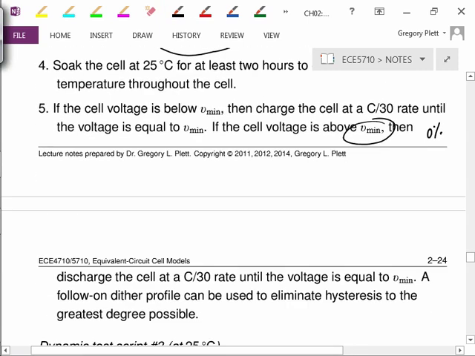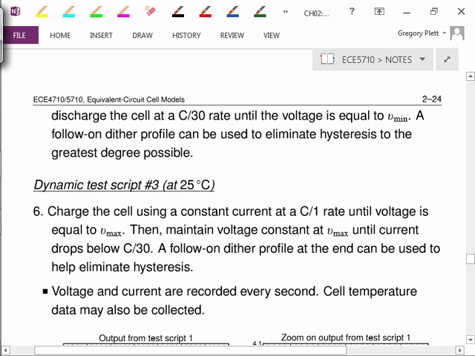I make a comment here, which is going to be shown in the figure at the bottom of this page, that we can also optionally do something a little bit unusual at the end of this charge or discharge to Vmin, and that is to use what I call a dither profile. Dither is a name from some control system literature. It's almost a noise signal, but you'll see it's not a noise signal. It's a dither to try to eliminate hysteresis and to really get this to 0% SOC.